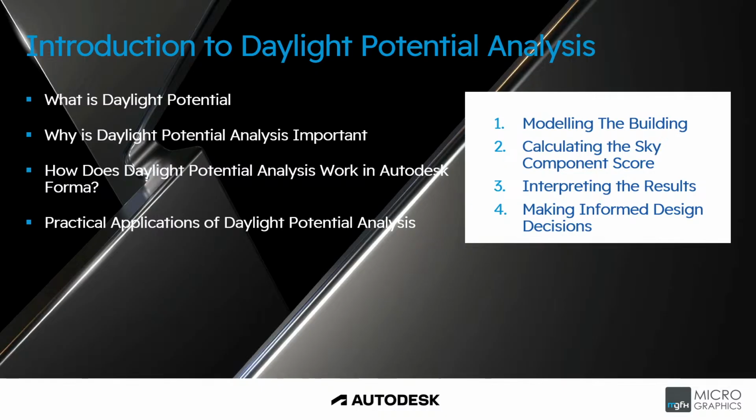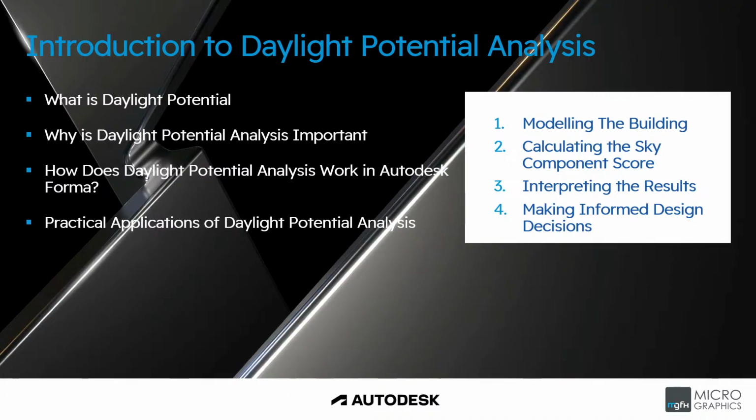Modeling the building. Import your building model in Autodesk Forma and set up the analysis parameters, or create your model in Forma with the massing tools available. The software uses the overcast sky model to simulate how light interacts with the building surfaces. Calculating the sky component score.